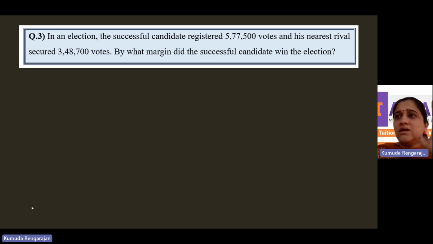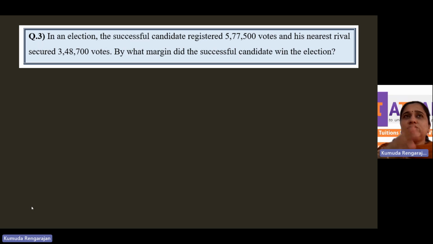Registered means he has got votes against his name. In India, every party has a symbol, like the lotus. Somebody has lotus, somebody has ox and whatever. So against his particular symbol, he has 5,77,500 votes. And his nearest rival, that is the person who has just lost to him.